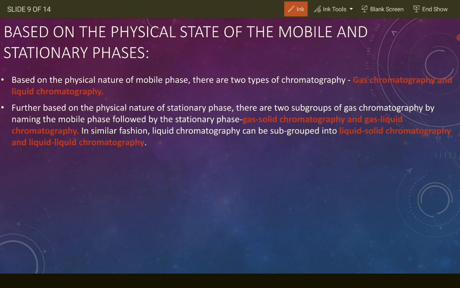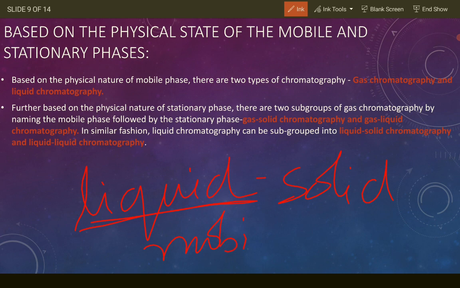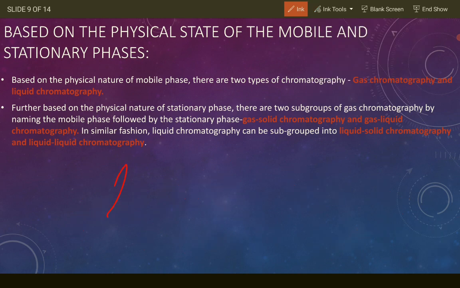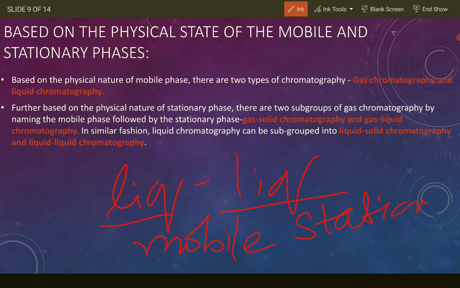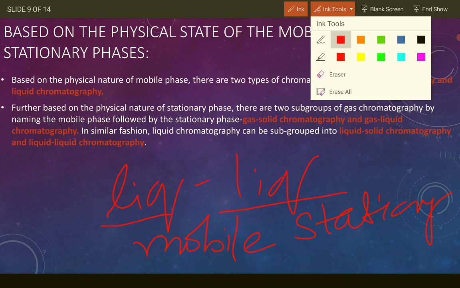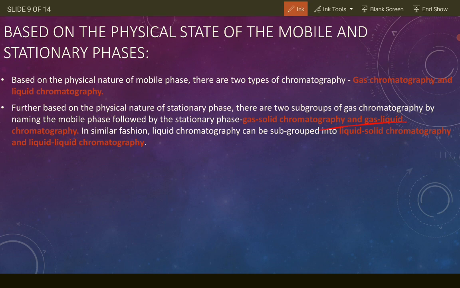Next, if it is named liquid solid chromatography, it means that the mobile phase is liquid and the stationary phase is solid. If it's liquid liquid chromatography, it means both mobile and stationary phase are liquid. Both are liquid. Let's move on to the next.